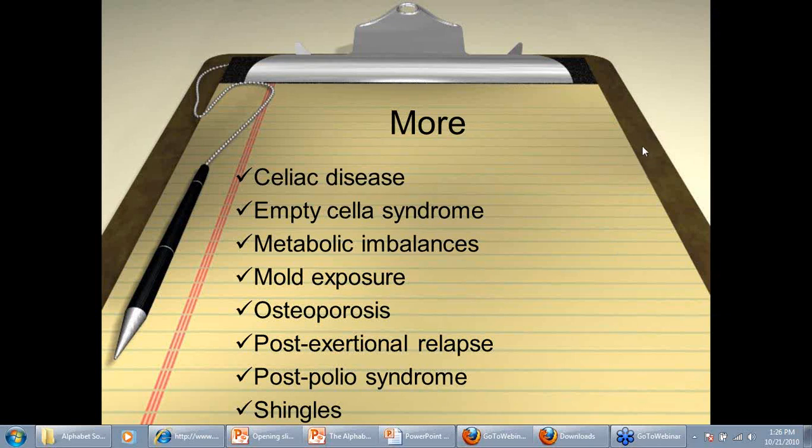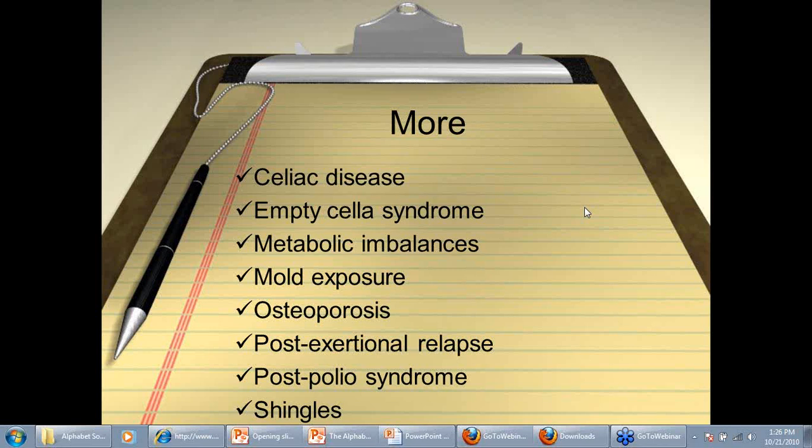I'm not sure why we put osteoporosis in there. I really haven't seen an association with osteoporosis in patients with chronic fatigue syndrome, except to say that patients who are immobile are at a higher risk to develop osteoporosis because of depletion of calcium from their bones.